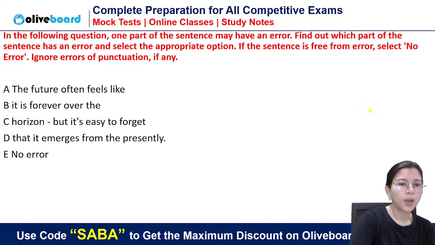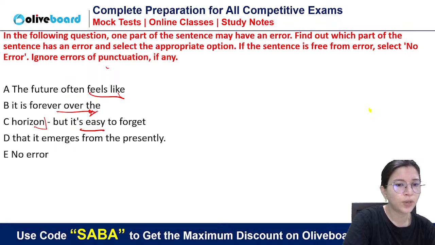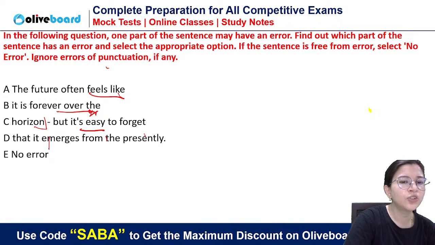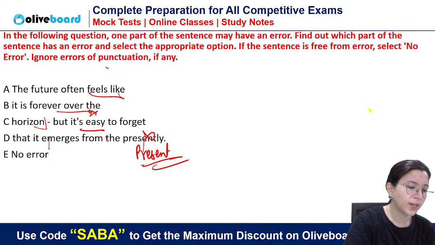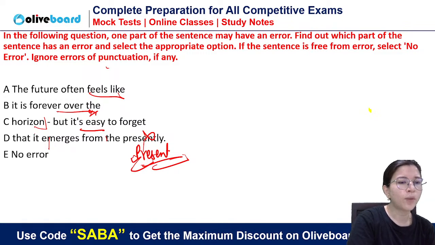This one is easy. The future often feels like it is forever over the horizon, but it is easy to forget that it emerges from the presently, or from the present. So we need a noun, we don't need an adjective. So simple, the moment you read it, you will get the error. Okay. So it emerges from the present.